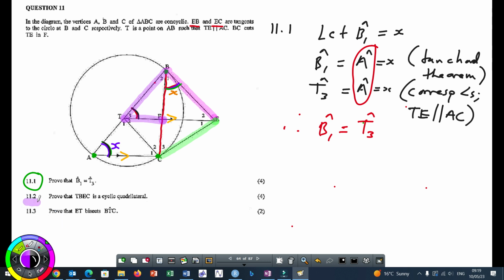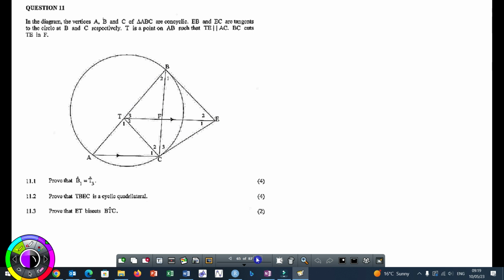We need to prove, pay attention, that TBEC is a cyclic quad. So what you do, you go to your diagram and highlight the quad. We have got TBEC, which is this one here. That's the quad. So we need to prove that that quad is cyclic.